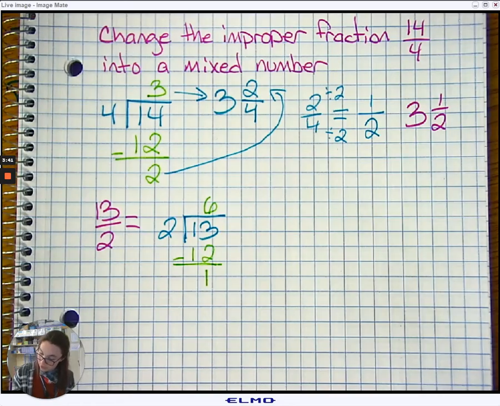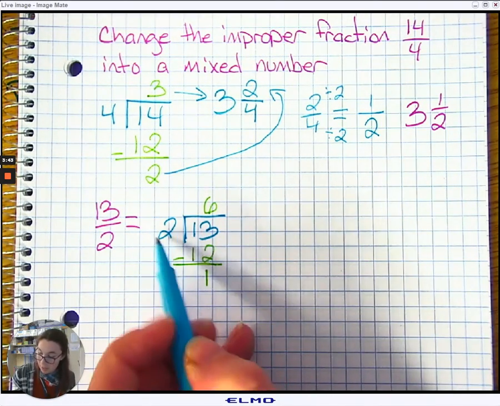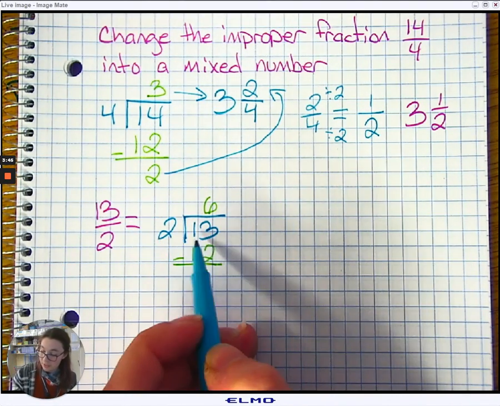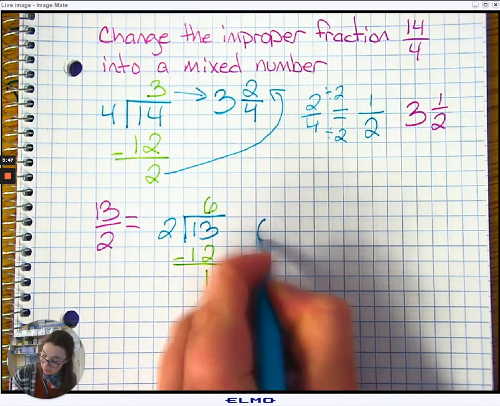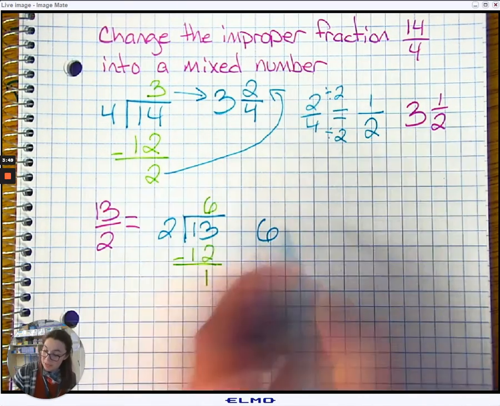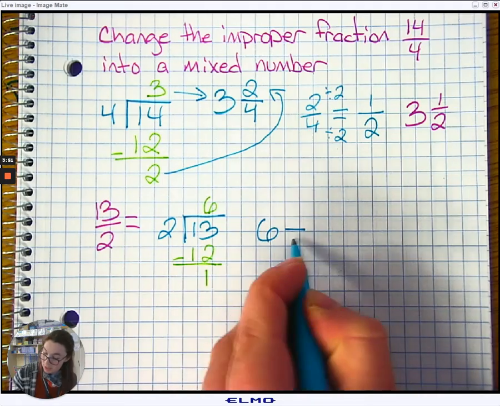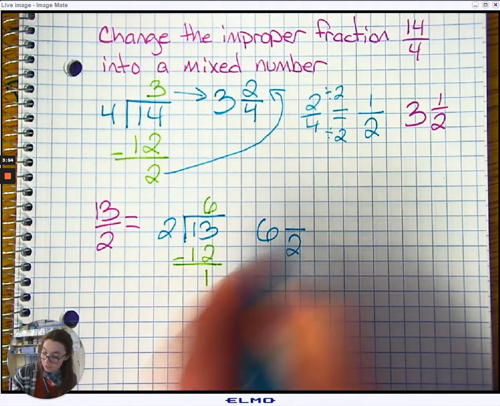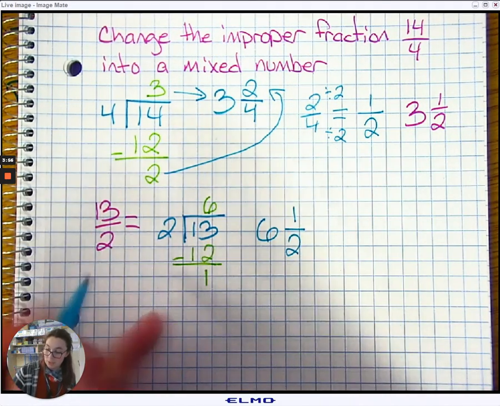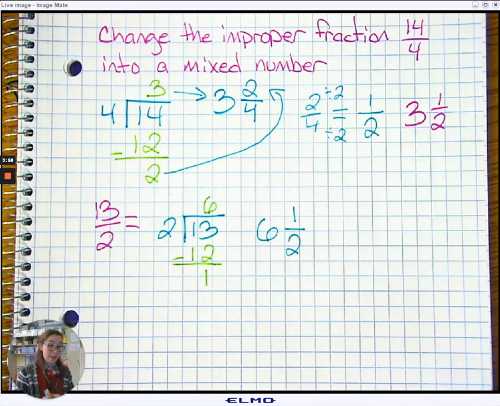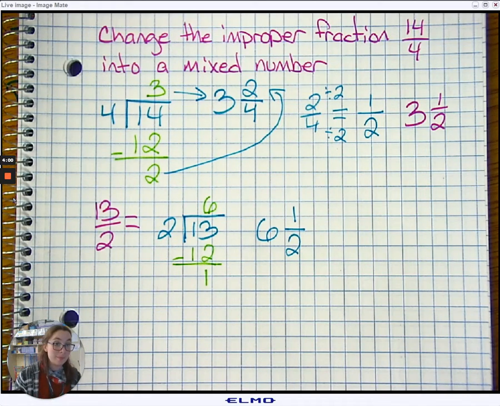Again, our whole number, the total number of times that 2 goes into 13 evenly is 6. Our denominator stays the same from what it was. And what's left over is 1. So 13 halves equals 6 and 1/2. And that's how you change an improper fraction into a mixed number.